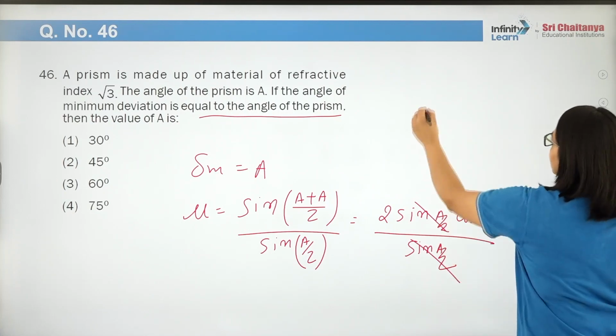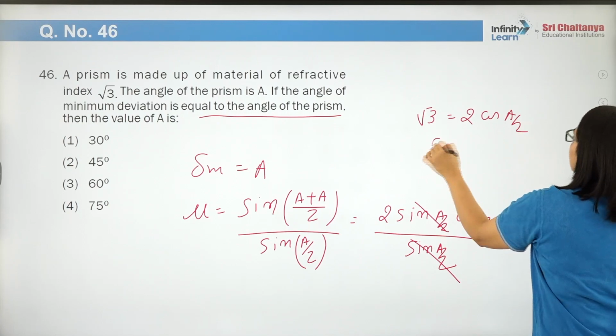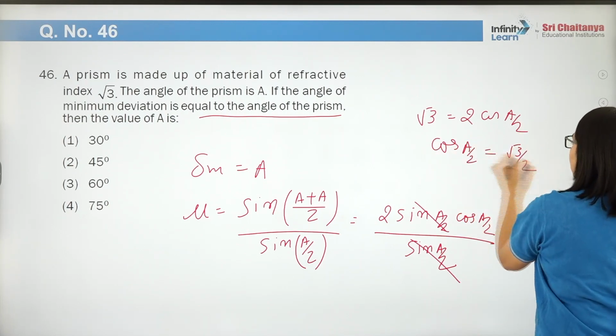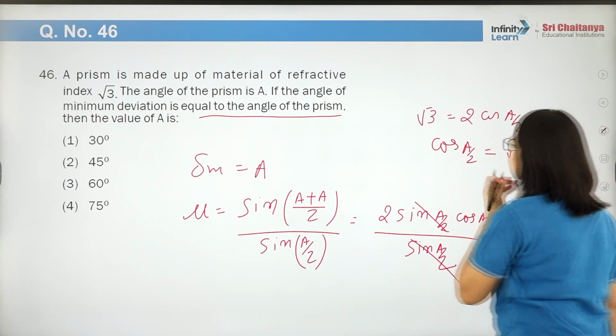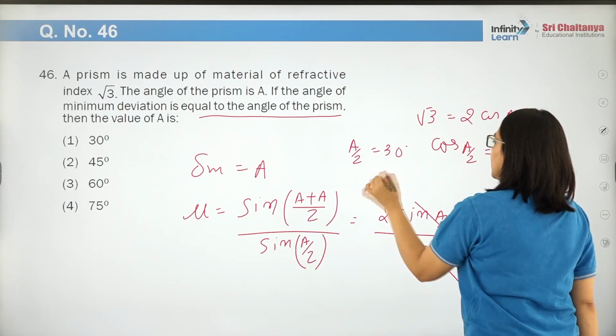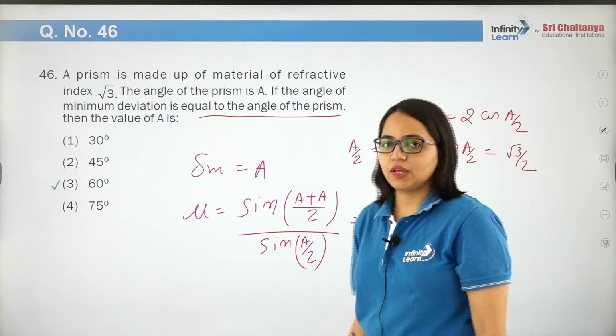Mu is root 3. So root 3 is equal to 2 cos A by 2. So cos A by 2 is root 3 by 2, and it is root 3 by 2 when the angle is 30 degree. So A by 2 is 30 degree. So A will be 60 degree. So the correct answer is option 3.